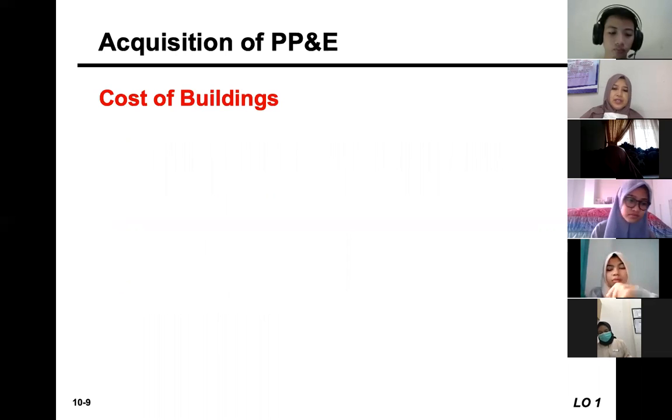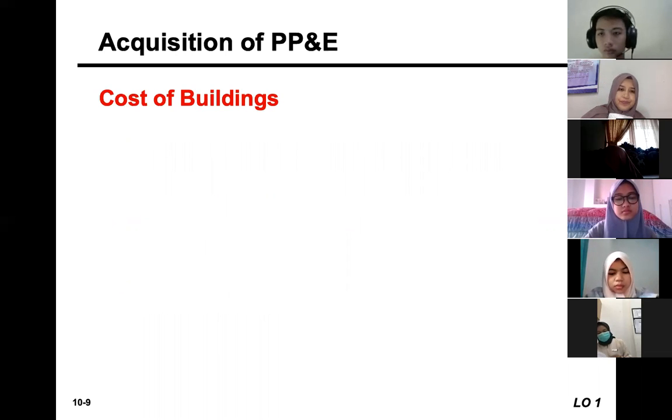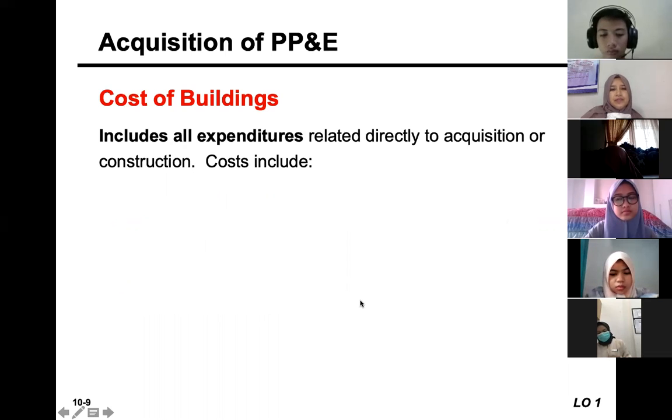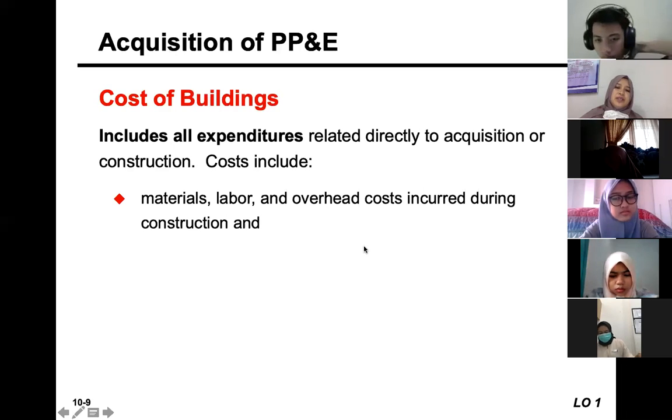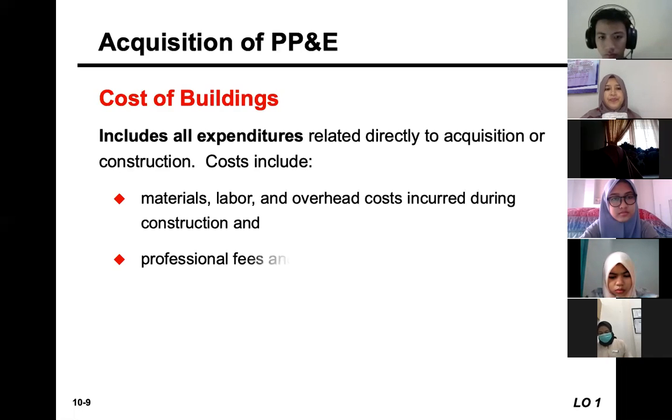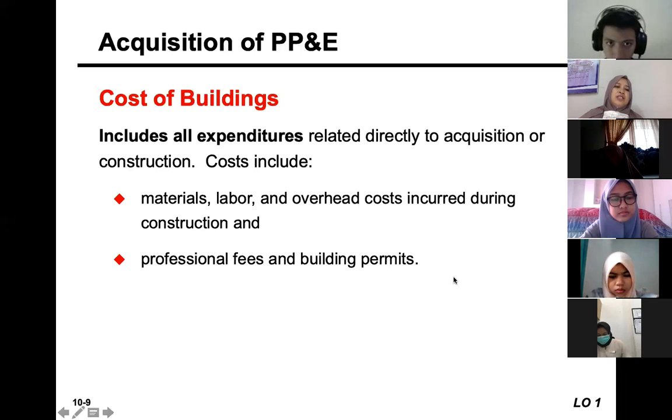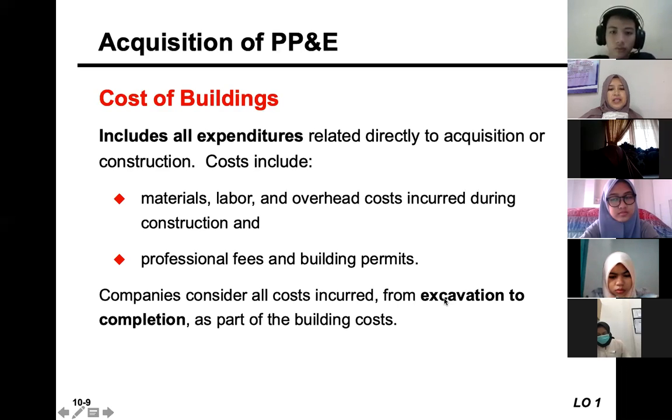No? Okay, we move to the cost of the building. Cost of the building: any costs related directly to the acquisition or construction of the building, which include the materials, labor, overhead costs incurred during construction, if it is a self-constructed building, professional fees and building permits. Yeah? And then all costs incurred from excavation to completion will be included as part of the building cost. Yeah?